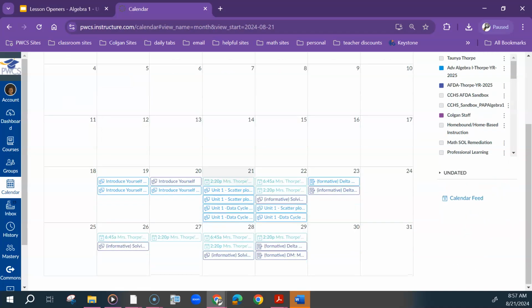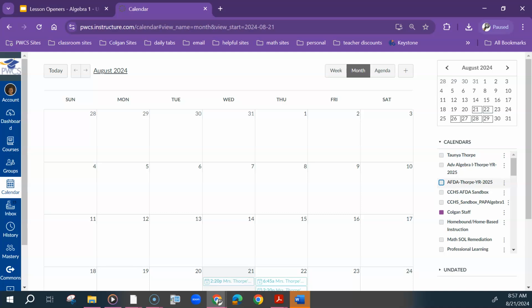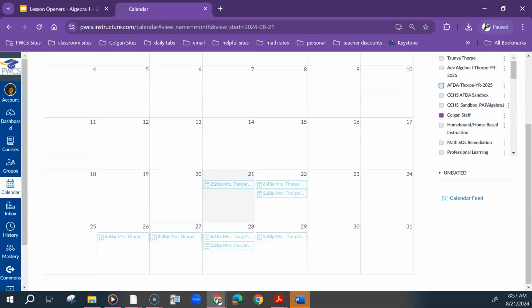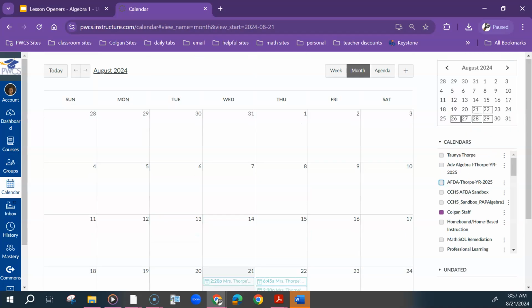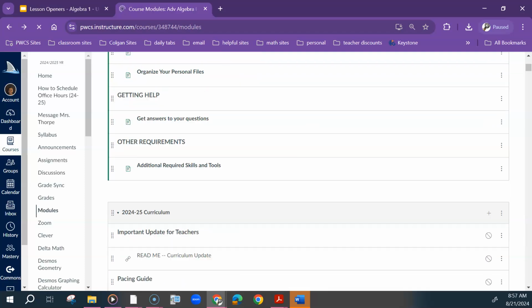So mine shows a lot. If you have all your classes with everything in there, you may want to unclick certain classes. That way you're only seeing certain things. So like right now I don't have as much. You won't be able to see my office hours until you do this. I have to be in a specific mode.